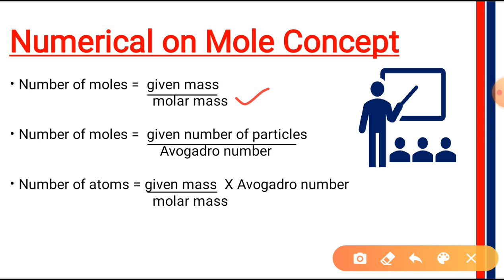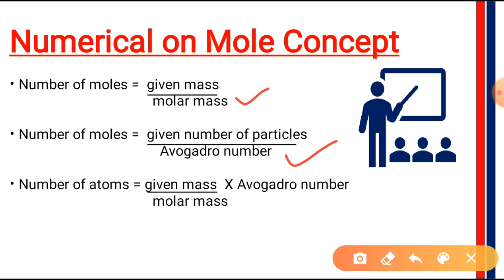Next is if the conditions are different. The first one was for mass. If the second time you are given the number of particles, then to find the number of moles you have to use the formula: number of moles equals the number of particles given to you divided by Avogadro's number, that is 6.022 into 10 to the power 23.